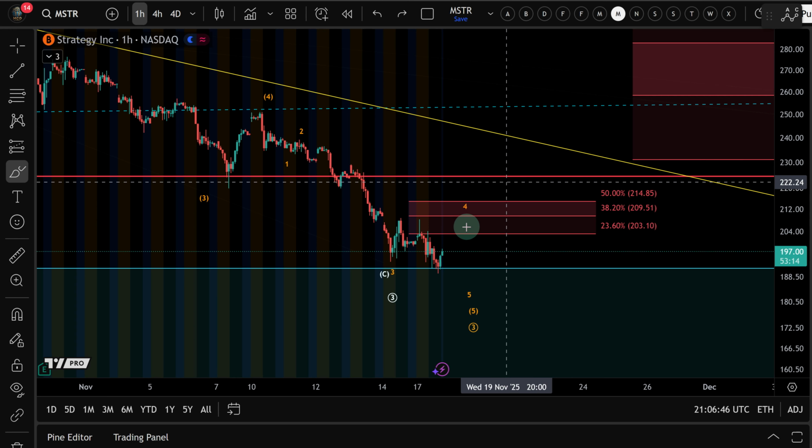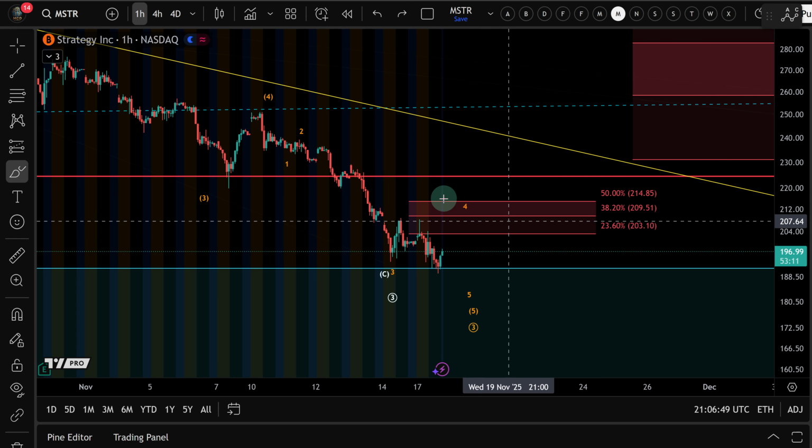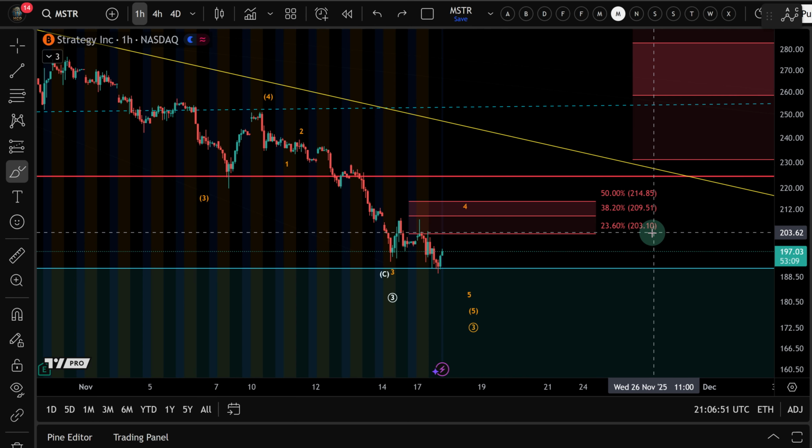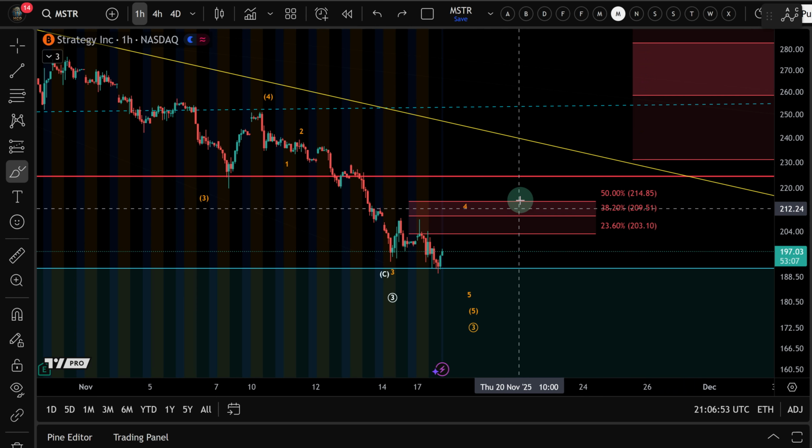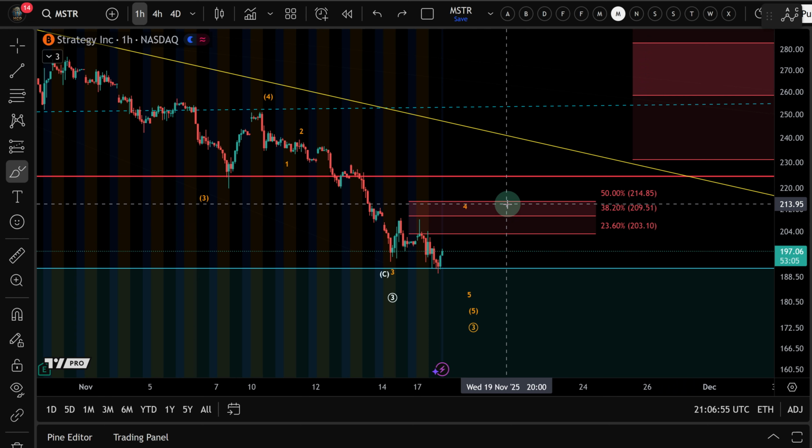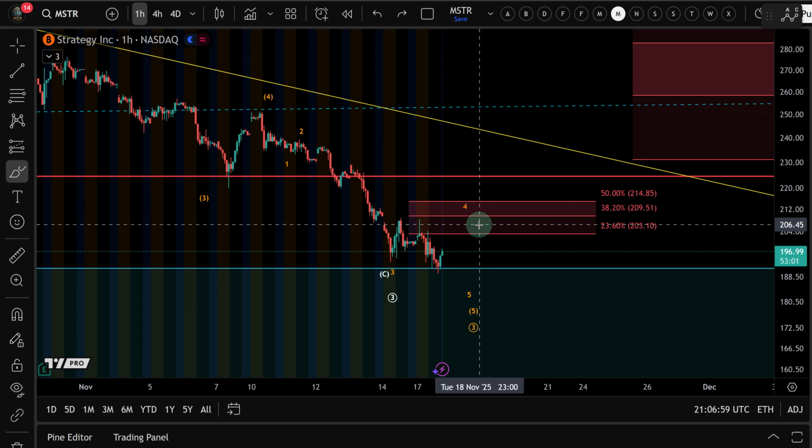So we just leave the resistance area where it is. We view it as a pivot. It's between $203 and $215. A break above 215 will indicate a low is in. That would be a first indication. Until then, there's really no indication the low is in.